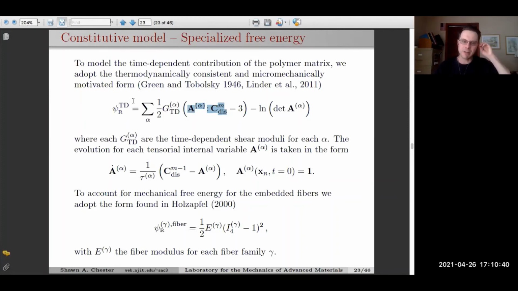And we take alpha of these mechanisms could be active, and the internal variables evolve with a very simple evolution here. So now it becomes clear that these internal variables A are always trying to be the inverse of this C mechanical distortional. Right? And the relaxation time constant is tau. So it's not a very complicated choice.